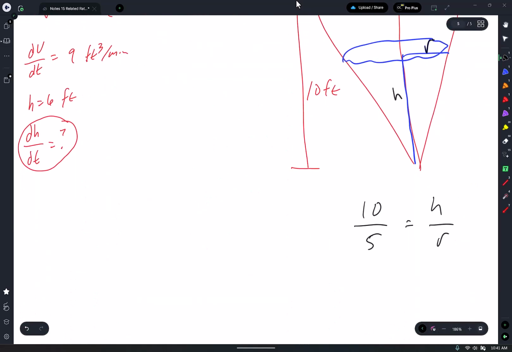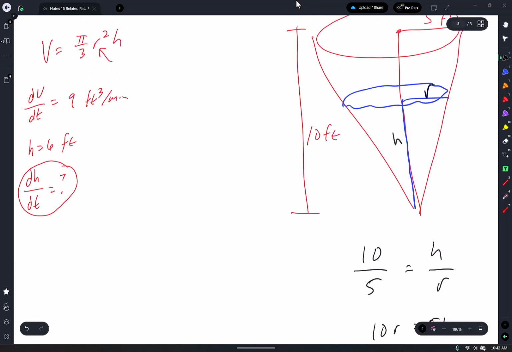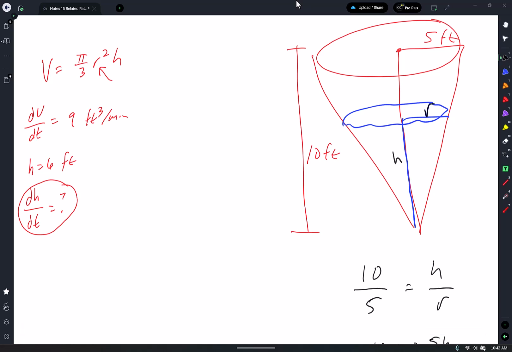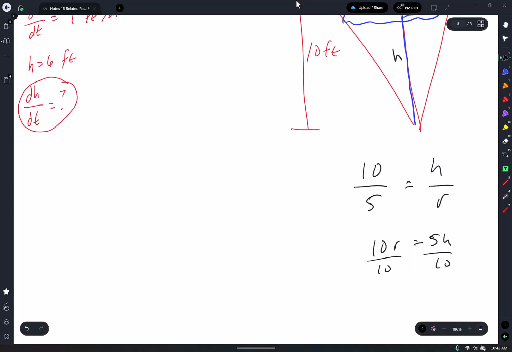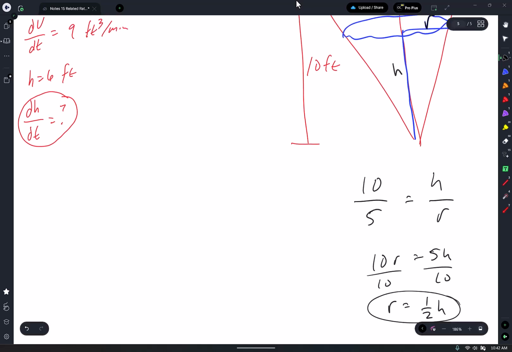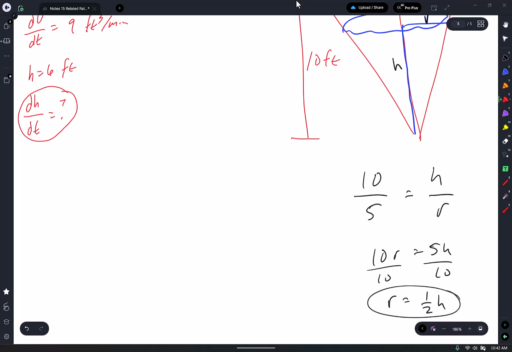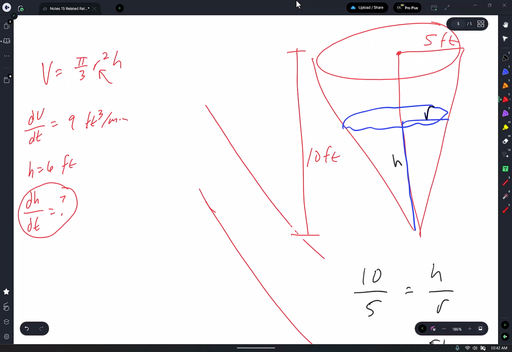Remember that, guys? And then we could have done this. You could have done 10r equals 5h. And remember, I want to replace the r. So I could have divided by 10, divide by 10. Look, there's my 1/2 h there. r equals 1/2 h. I could have taken that r equals 1/2 h and plugged it in right here.